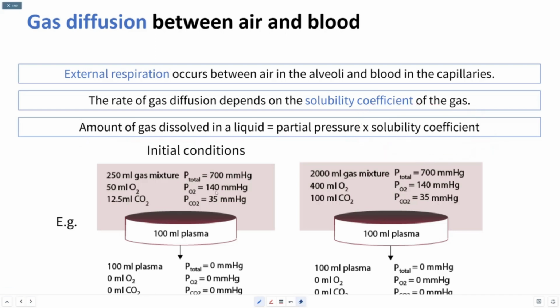So the initial conditions are going to be right here: 100 mLs of plasma, 250 mLs of gas mixture with 50 mLs of oxygen, and 12.5 mLs of CO2. And then at equilibrium, you'll see that at 2000 mLs of gas mixture, you require 400 mLs of oxygen and 100 mLs of CO2 to maintain that balance.